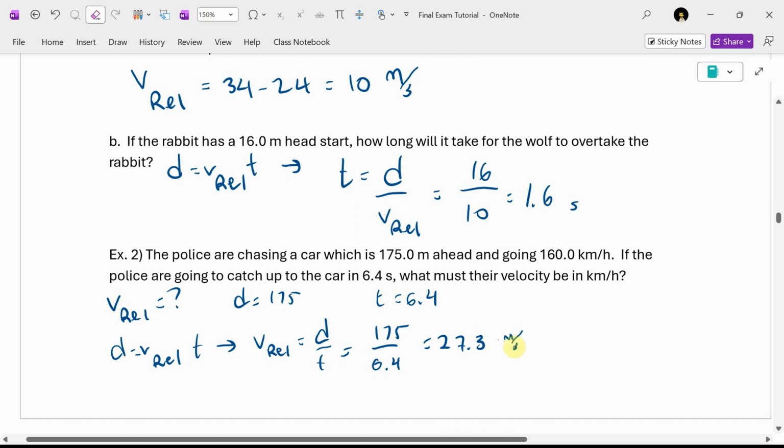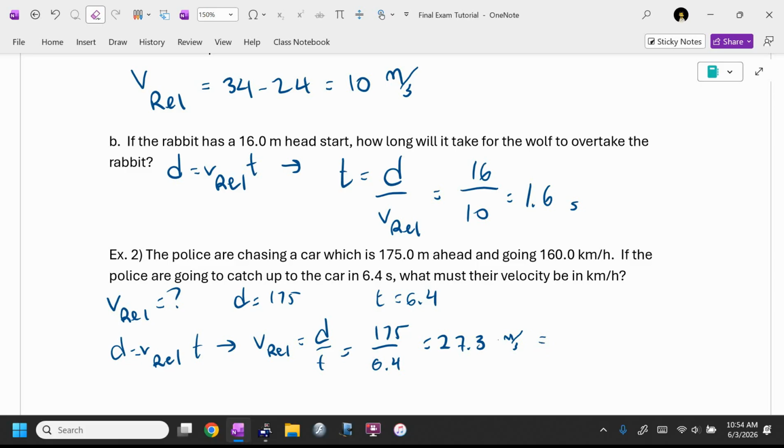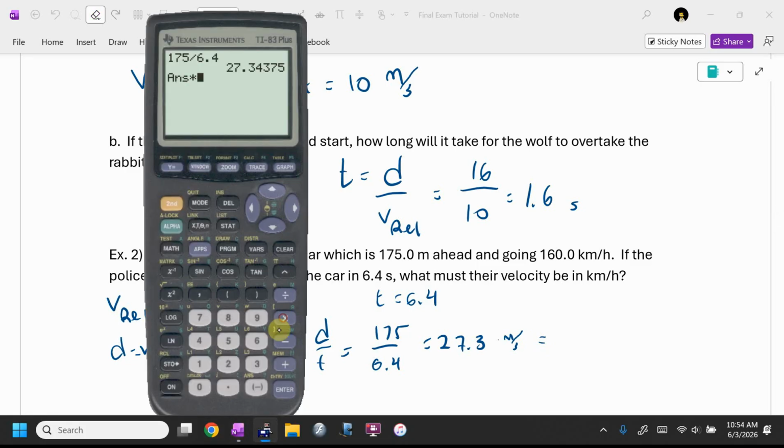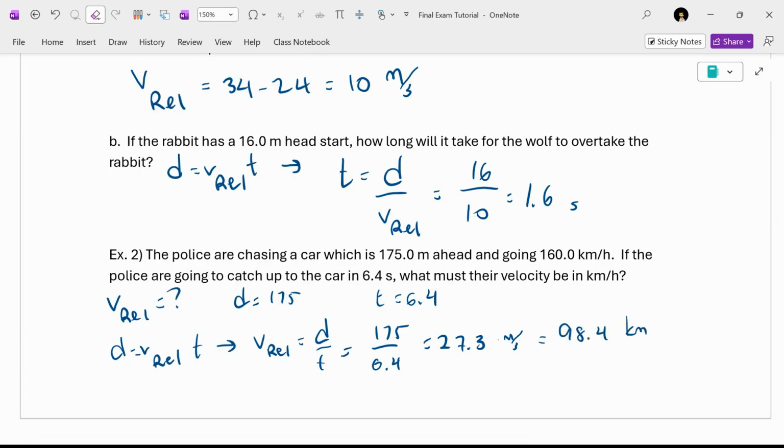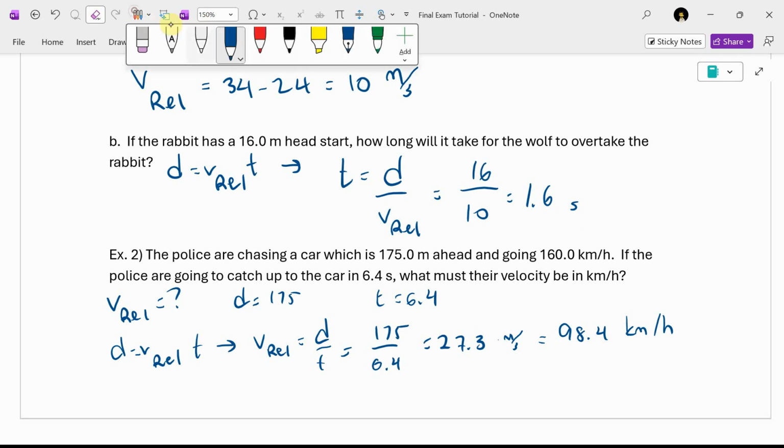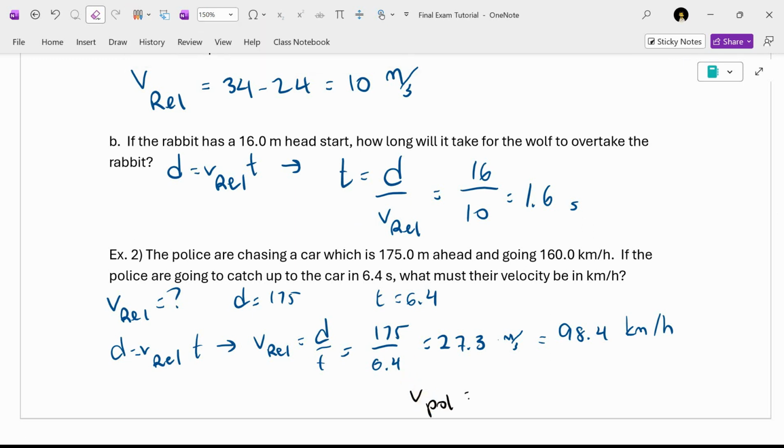That's meters per second. What do they want the speed to be in? I need to convert this. How do I convert meters per second to kilometers per hour? Is it times by 3.6? I knew it's something to do with 3.6. Times by 3.6. The answer is 98.4. That's the relative speed. I'll write that down: 98.4 kilometers per hour. That's how much faster they need to go than the bad guys. How fast are the bad guys going? So if I want to figure out how fast the police are going to go, it's going to be 98.4 plus 160, and I'll let you use a calculator for that if you really want to.